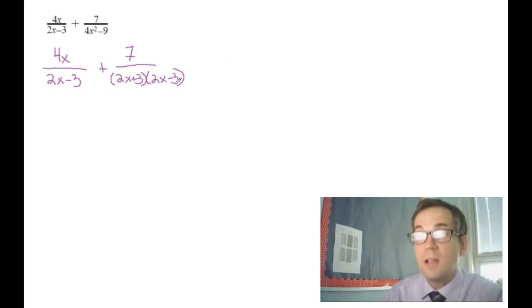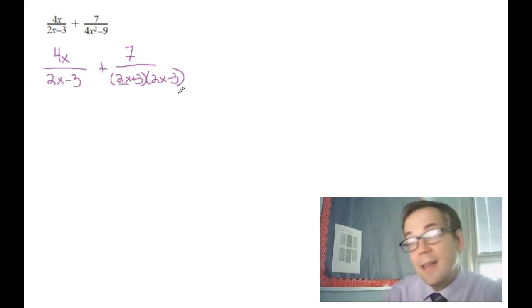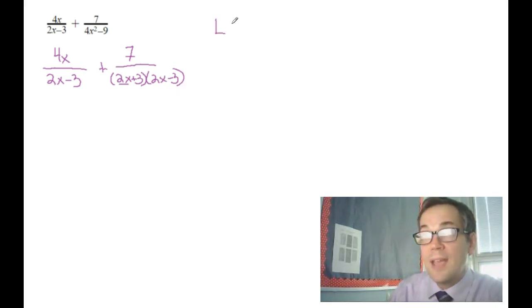So I had to think to myself, what multiplies by itself to get 4x squared? And that was 2x and 2x. What multiplies by itself to get 9? That was 3 and 3. One's plus, one's minus. Now that my denominators are in totally factored form, I'm ready to look at the LCM of the denominators, or the LCD.